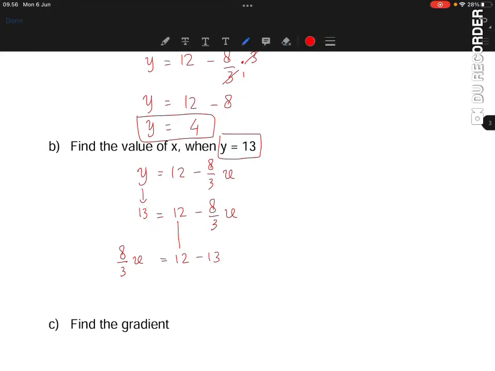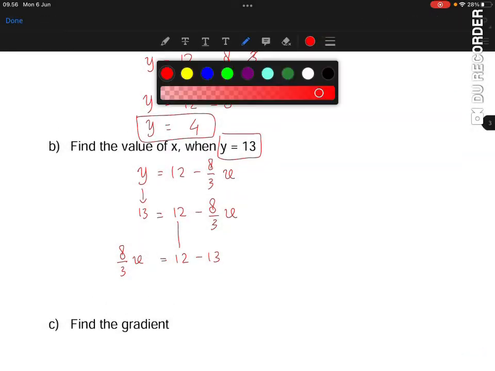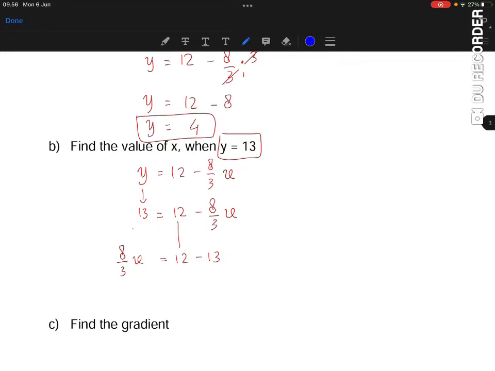Like this. I'm going to use another color to help your understanding here. Minus 13, because I want to leave it on the right side. And then this one is also minus 13. So you will have 12 minus 13, right? And this one, I want to leave it on the left side. So add 8 over 3x. This one also add 8 over 3x. That's why you will have positive 8 over 3x.